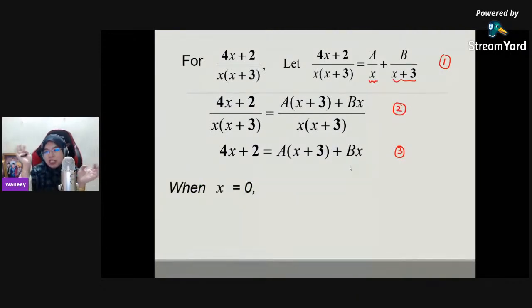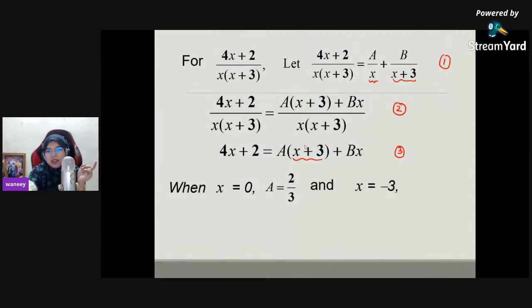Okay, so let me see what do I prepare over here. Okay, so I'm using some substitution for this one. So when x is equal to 0, we will have A equal to 2 over 3. And then let us use another substitution. I think another one will be x equal to negative 3, so that when I substitute them here, it will become 0. So when x is equal to negative 3, the B will be 10 over 3.